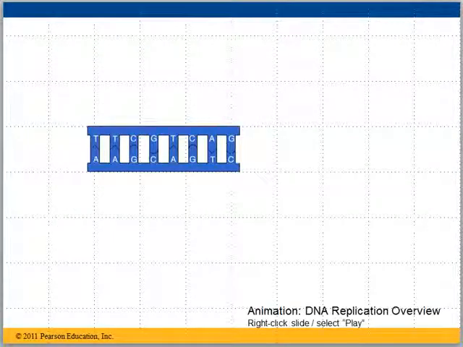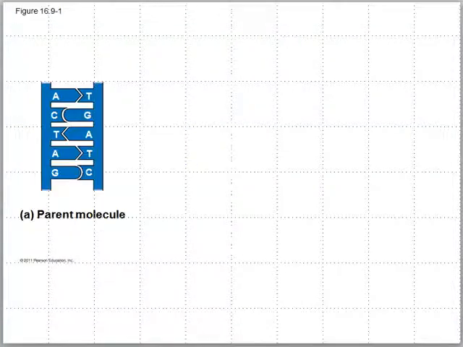Here's a good animation that you can right click and play, and it shows you a very simplified version of the replication process. But I'll also show it to you in some slides coming up in just a moment. So let's start with a parent DNA. Here's the parent molecule of DNA. It is a long chain molecule. Of course, this is a very simplified version of it.